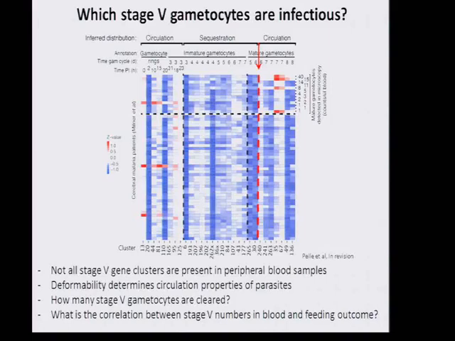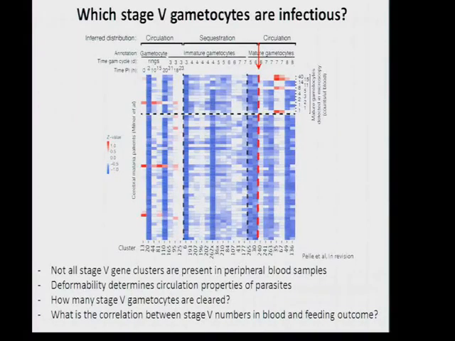What we can also see is that clusters that apparently are specific for mature gametocytes do not seem to be present in peripheral blood samples from patients, suggesting that what we think is a mature gametocyte in vitro may not actually be one that's in circulation in a patient. So we need a better understanding of what represents a mature gametocyte in vitro, or how we can measure mature gametocytes in a patient. In vitro, a mature gametocyte is at least one that's deformable, which represents one that can pass the spleen.